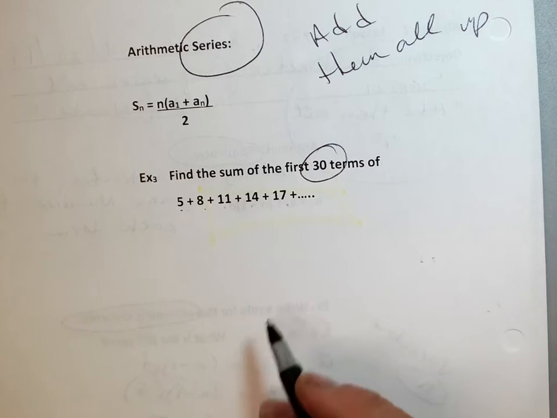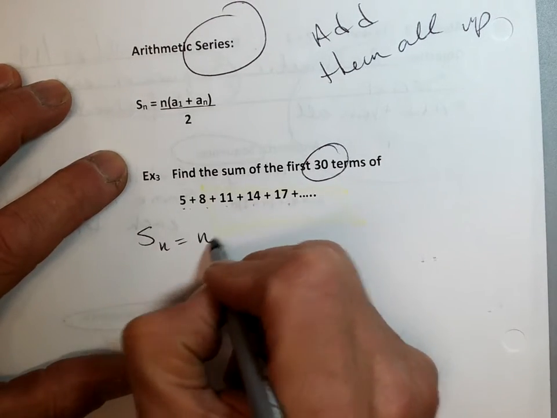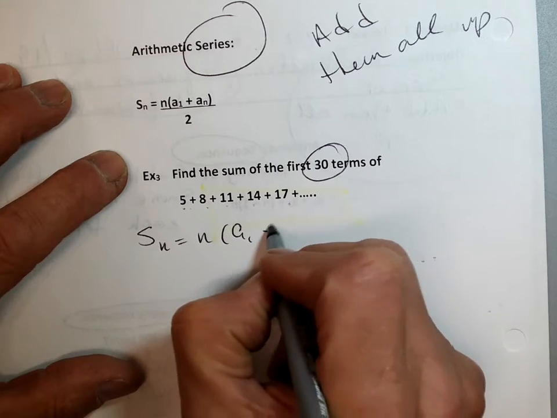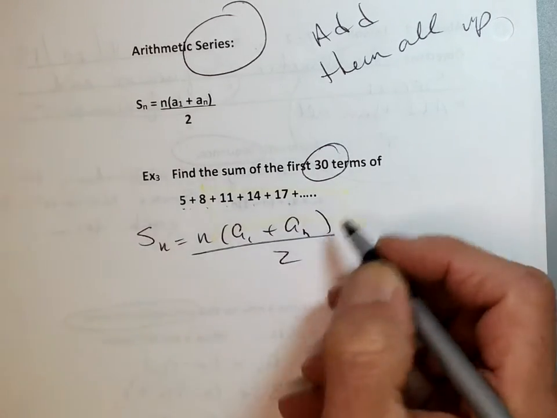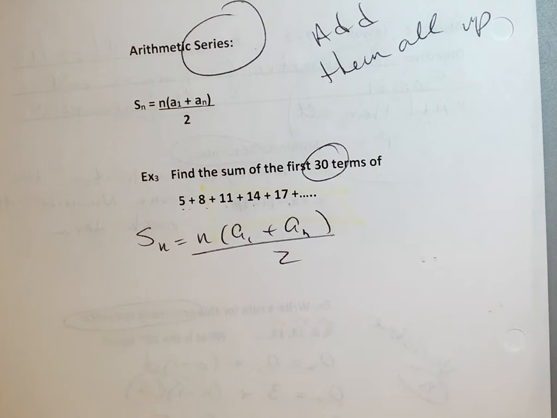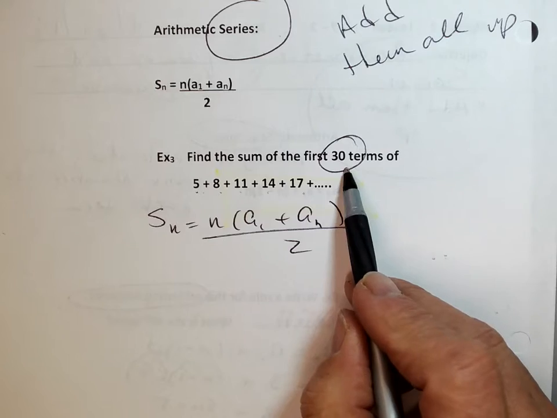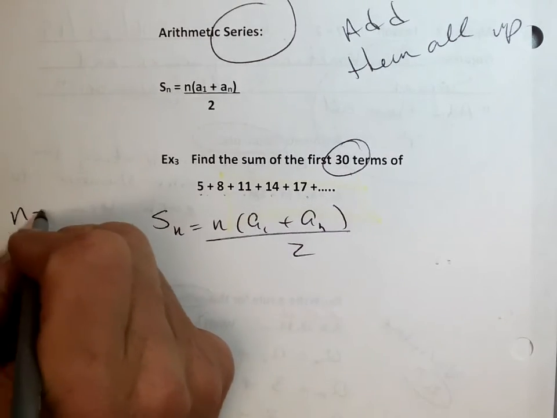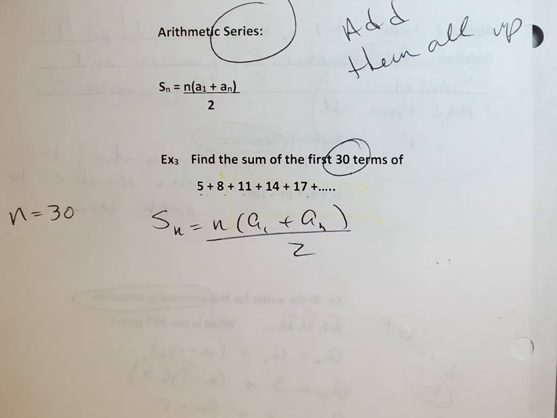Let's add them all up. So first of all, if I'm going to use this formula, I'm going to go S of n equals n times A1 plus AN divided by 2. Okay, let's use our formula. So first of all, if I'm going to make 30 terms, I know n has to be 30, right? N is the number of terms. There's going to be 30 terms that I want to add up, the first 30, okay?